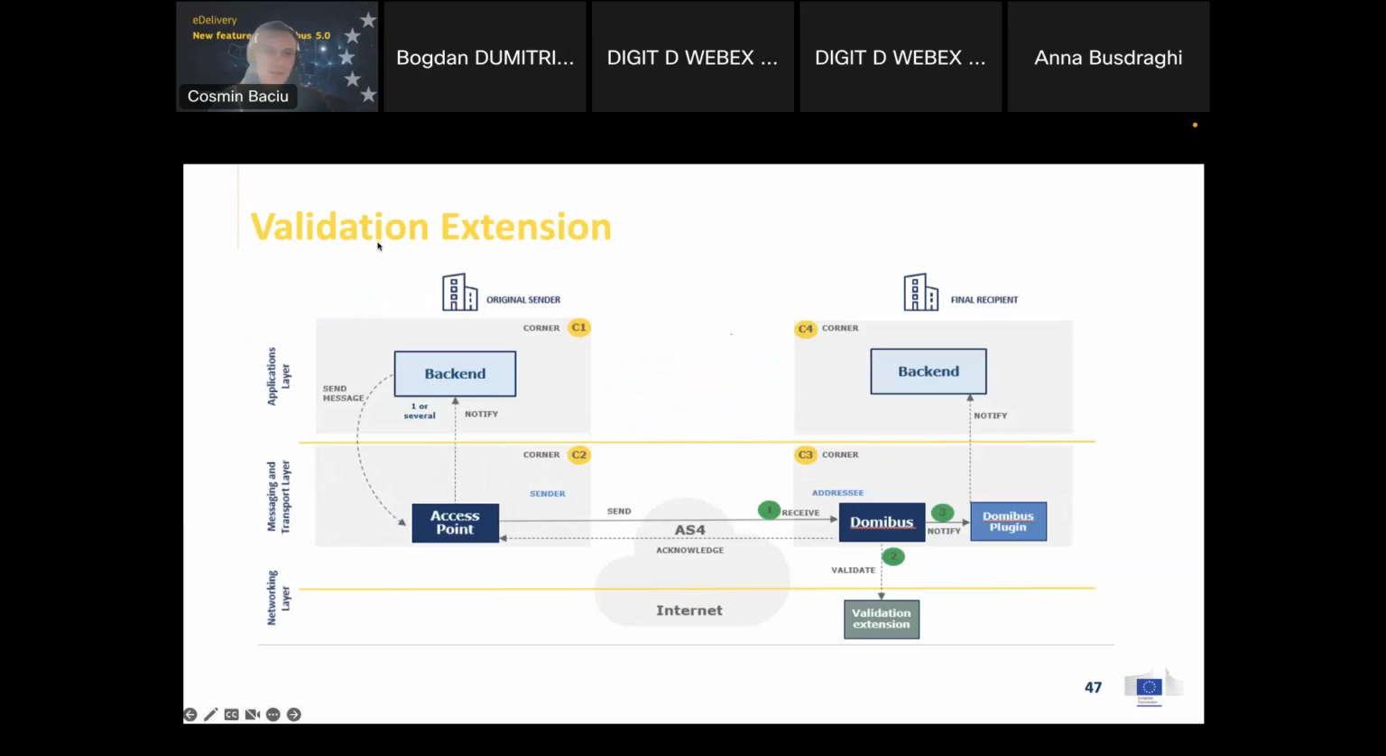So, how the validation extension works. You have the four-corner model. Again, corner 1 submits a message to corner 2, which sends a message to corner 3. The message is received, but this time, before notifying the plugin, the validation extension kicks in. It validates the message, and if the validation passes, Domibus will notify the Domibus plugins. If the validation does not pass in the extension, then synchronously a signal with an error message will be sent to C2.